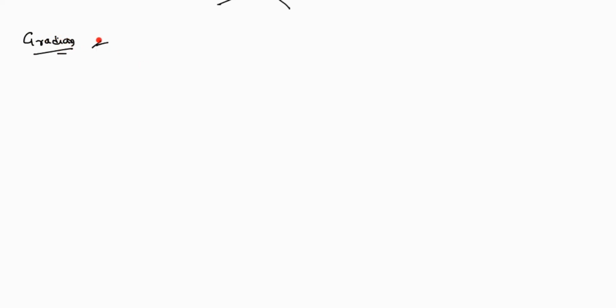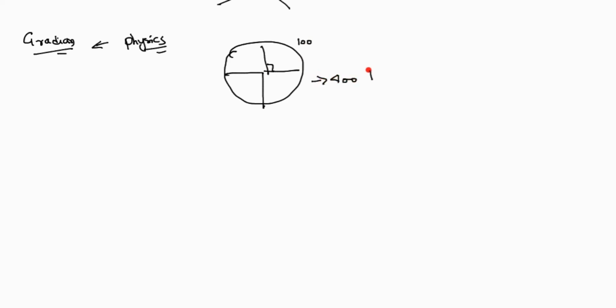Let's discuss gradian. Basically gradian is mostly used in physics, so we hardly see the use of gradian. The concept of gradian is that one complete circle is divided into 400 divisions. Each 90 degree right angle is divided into 100, so likewise a total of 400 divisions. That's all about the gradian, but we are going to discuss the degree.